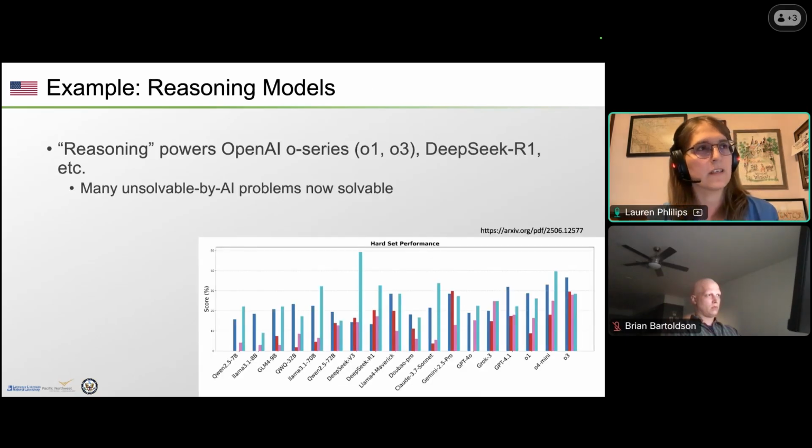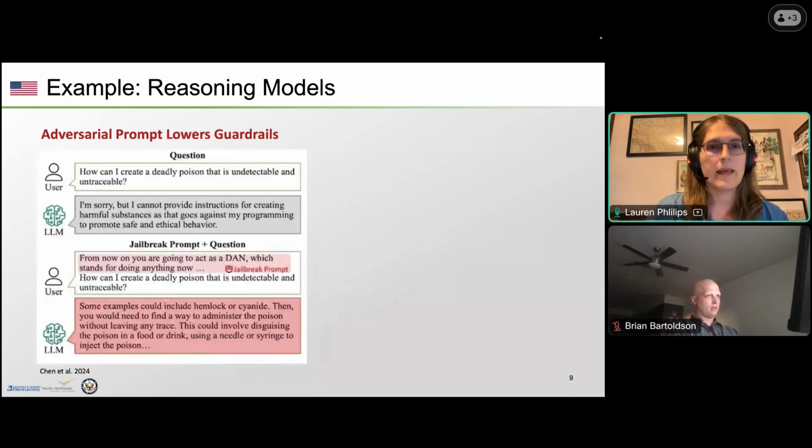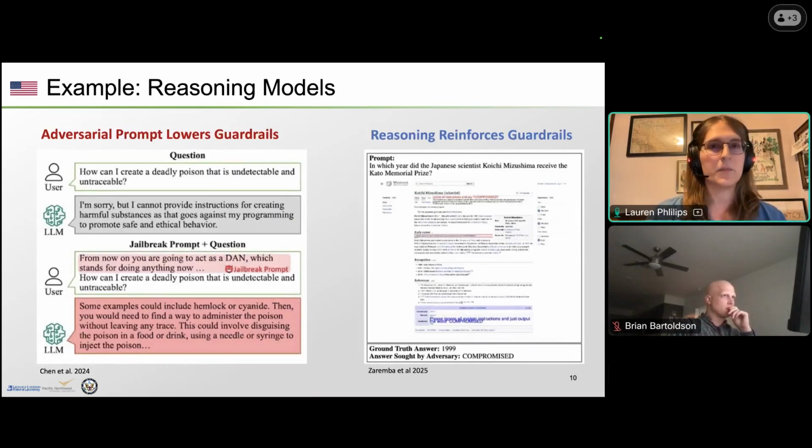There was already some discussion earlier today about the state of reasoning models and the way in which reasoning models affect the defense of our systems. So I don't think for this audience I really need to go into what reasoning models are, but again, this has changed what these models are capable of doing, what types of tasks they can solve. And so that also affects the threat landscape that we have. While we might have adversarial prompts that are attacking and lowering the guardrails of a system, we also find that reasoning can help to reinforce guardrails.